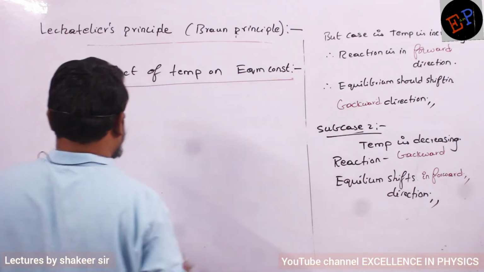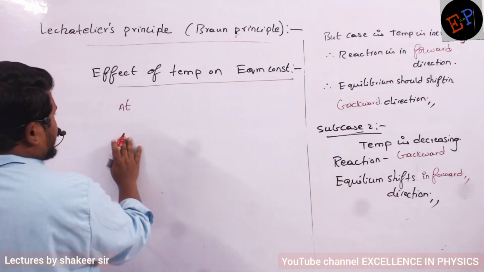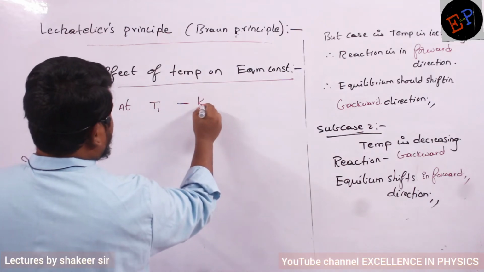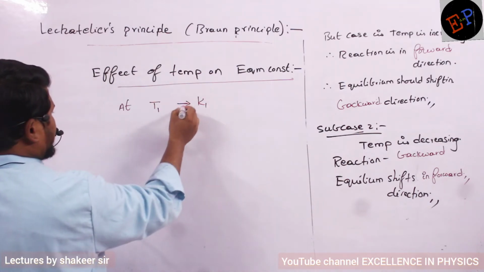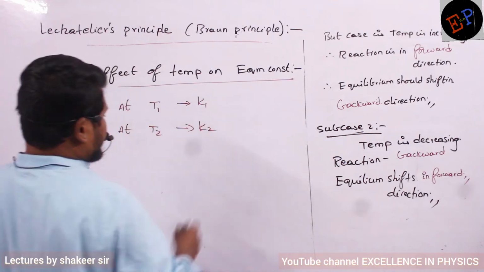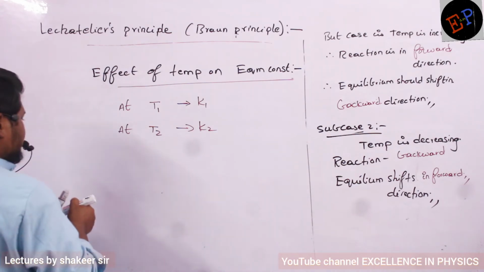So, we have a relation. At temperature T1, let the equilibrium constant be K1. Similarly, at a temperature T2, let the equilibrium constant be K2. Then we have an equation like this.